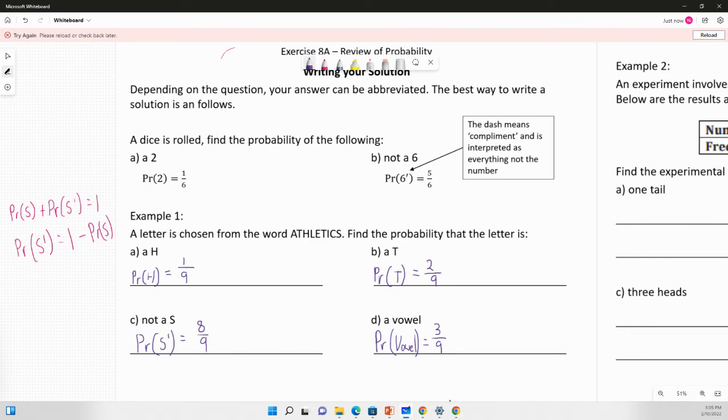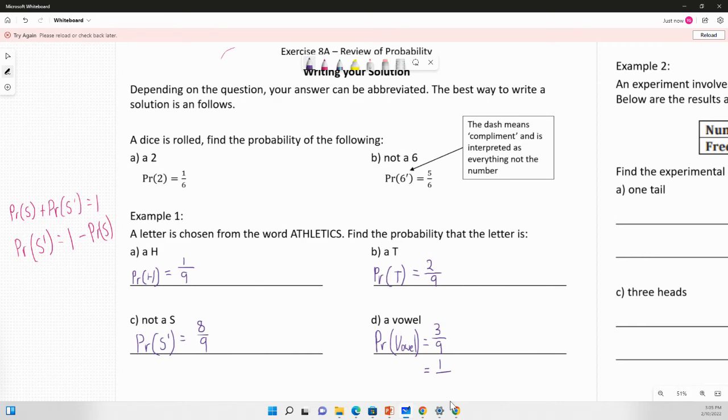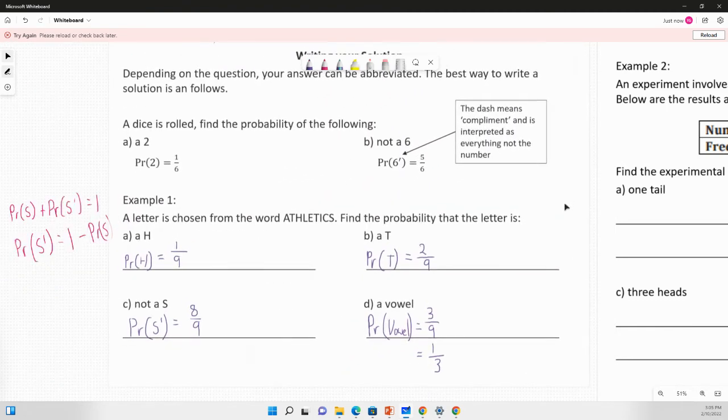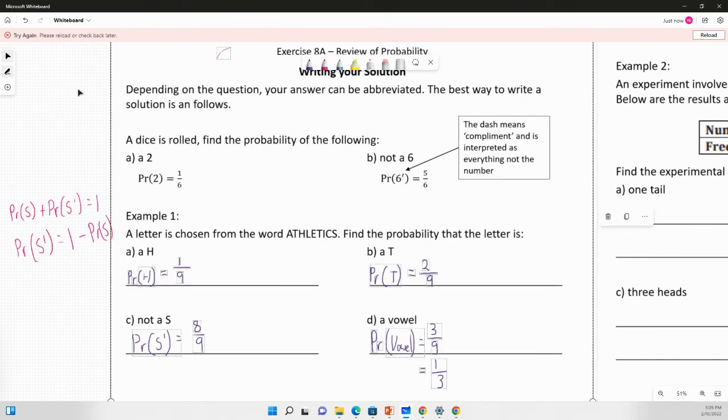Now, if you see this fraction here, 3/9, and immediately want to simplify it, you are on the right track here. We always want to give our answers in their simplest form. So 3/9, there's a common factor of 3 in the numerator and the denominator. So that's equivalent to 1/3. Okay, let's move along now to our next example.